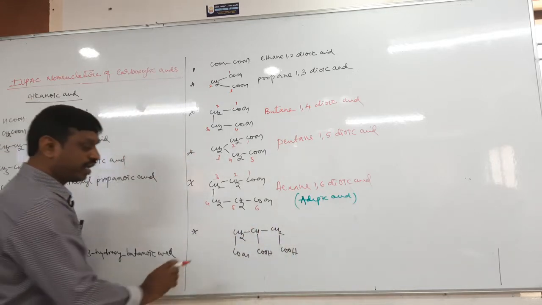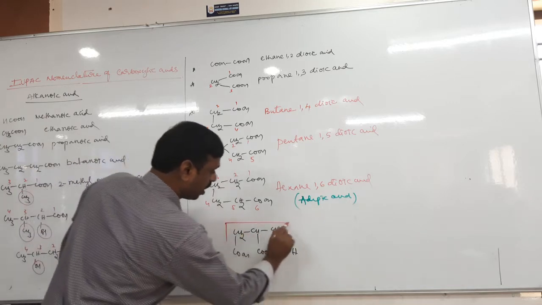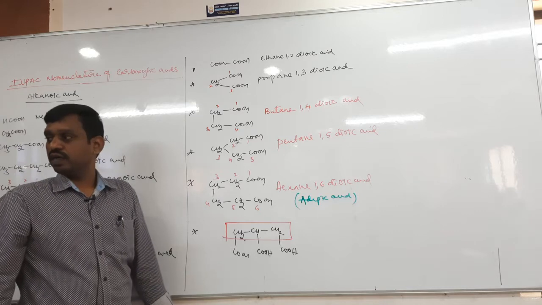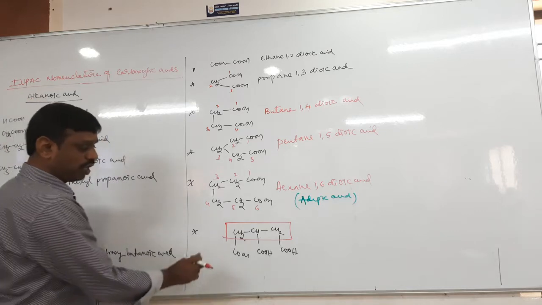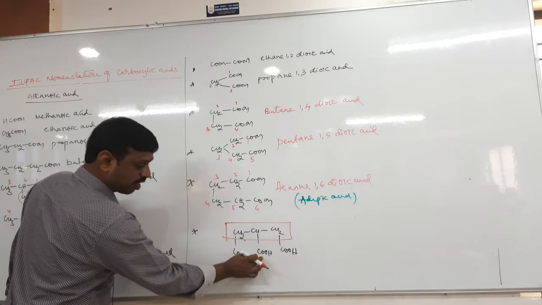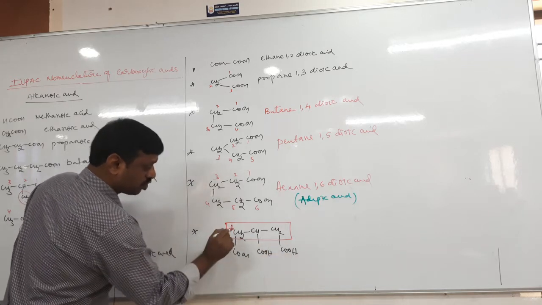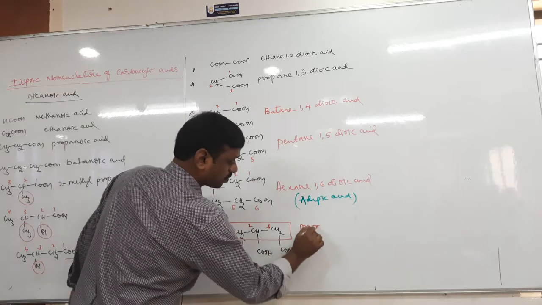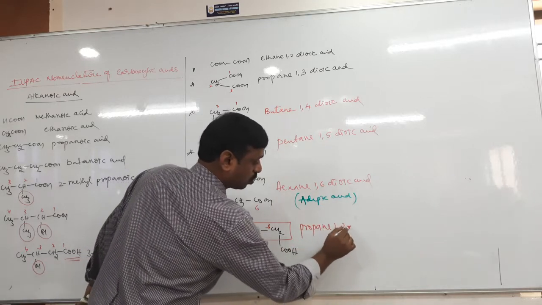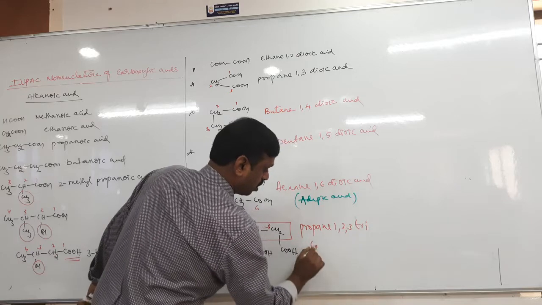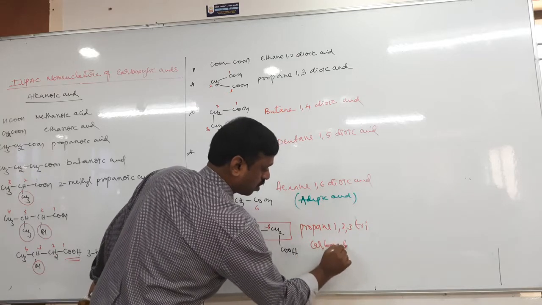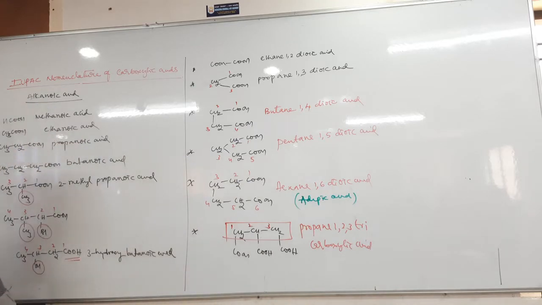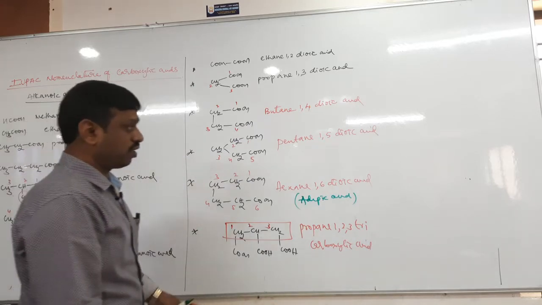So wherever oic acid nomenclature is not possible, we have another nomenclature called carboxylic acid. Therefore, now take this as carboxylic acid. So which one? 1, 2, 3. Therefore, it is a propane 1, 2, 3 tricarboxylic acid. So propane 1, 2, 3 tricarboxylic acid.